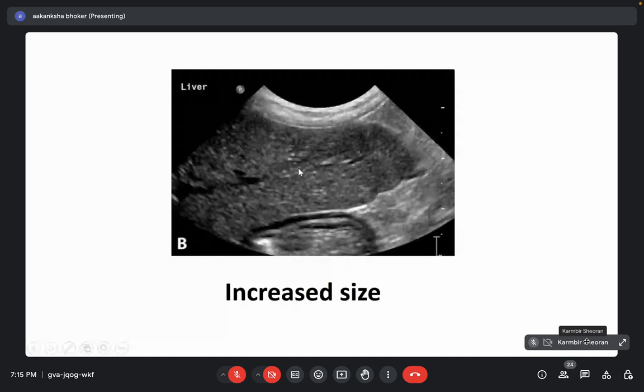So, for size, two things I told: if the size is extending beyond the xiphoid or beyond the costal arc, then we can say yes, the liver is enlarged. And here we can see this is the stomach, and the liver margins are extending up to the caudal aspect of the stomach. Then in this case, we can say the liver is enlarged. Also, we can see the margins are not very smooth. There we can see somewhat rounding of margins. These margins of the liver are not smooth.